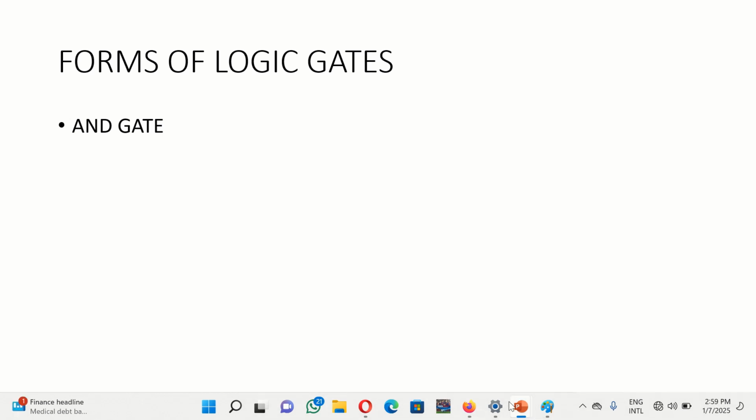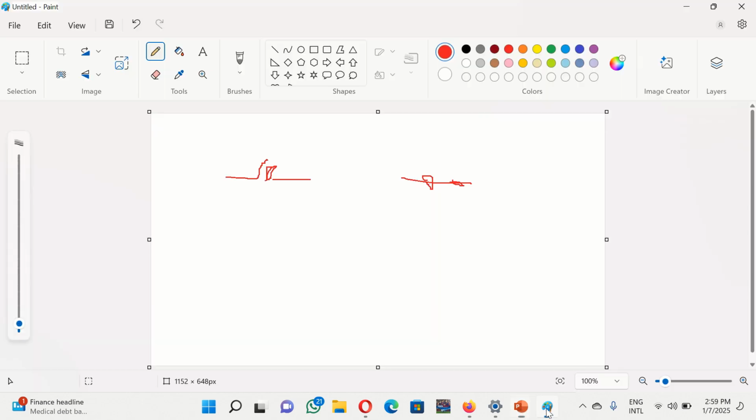So AND gates are mostly found within appliances, where all inputs are supposed to be positive to give a positive result. Now let me explain that here.